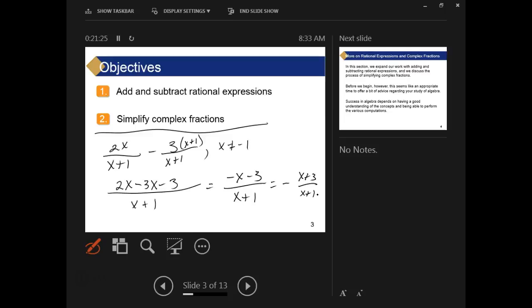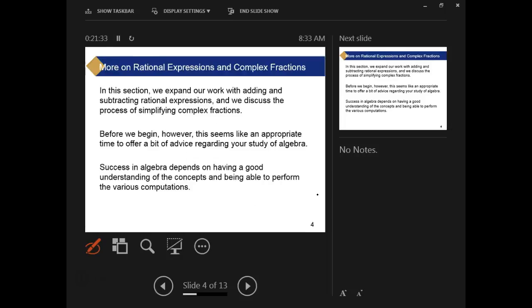So the objectives here are add and subtract rational expressions. We've been doing that. And simplify complex fractions. So let's continue. In this section, expanding from what we did in 4.3, we expand our work with adding and subtracting rational expressions, and we discuss the process of simplifying complex fractions, or complicated fractions.